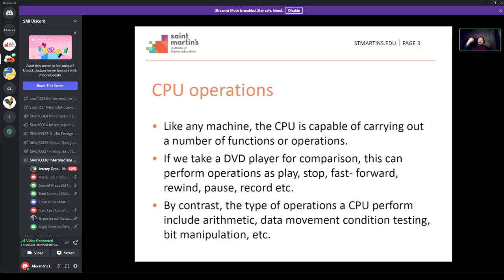And obviously, the way that these instructions are carried out depends entirely on what button the user is pressing on the remote. In a very similar fashion, the CPU can perform a number of different operations, be it arithmetic, data manipulation, bit manipulation, and so on and so forth, based upon instructions that are given to the computer via instructions from our code.